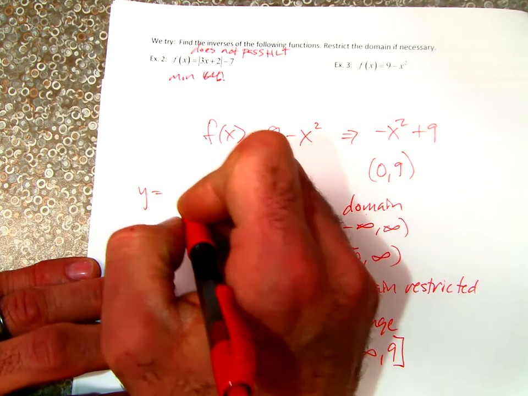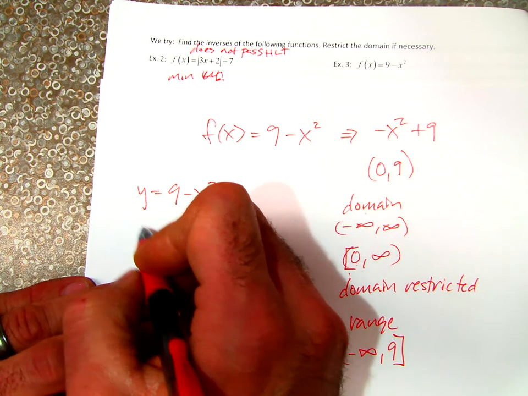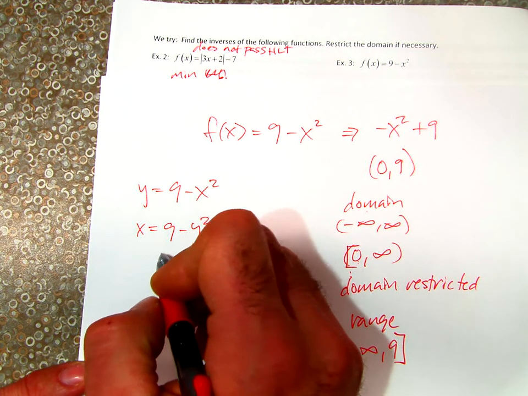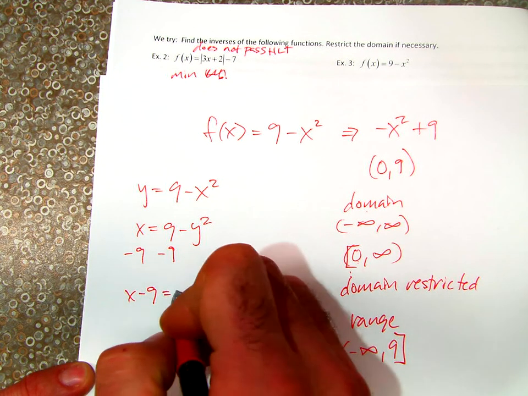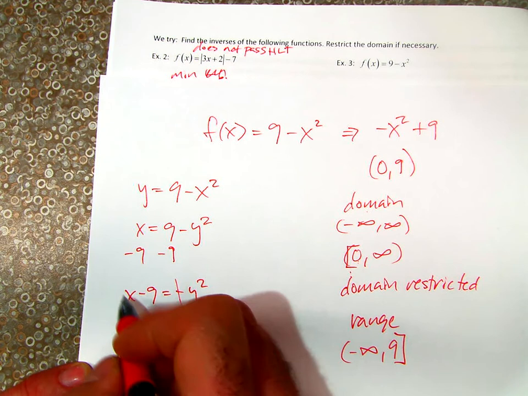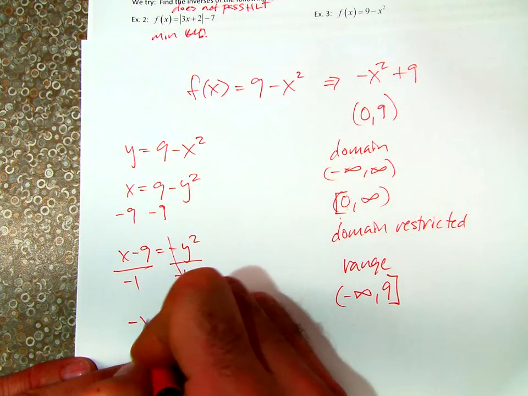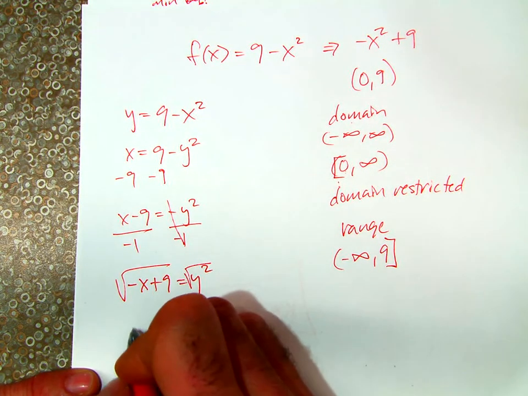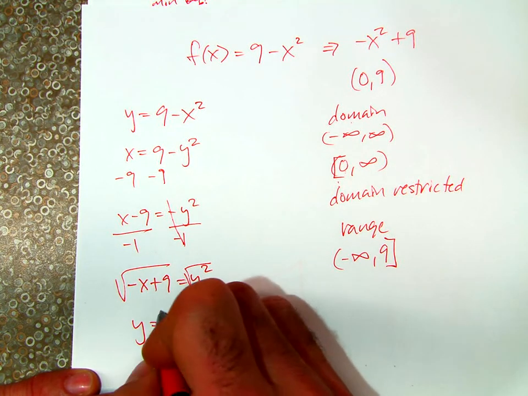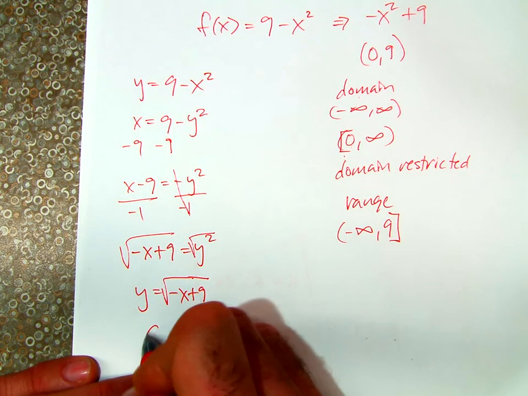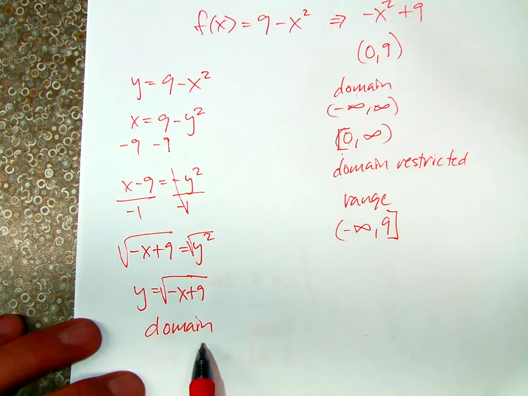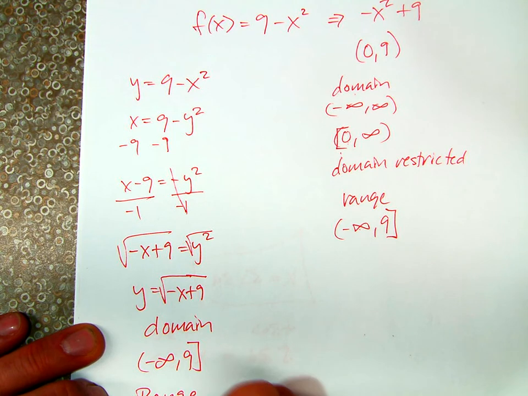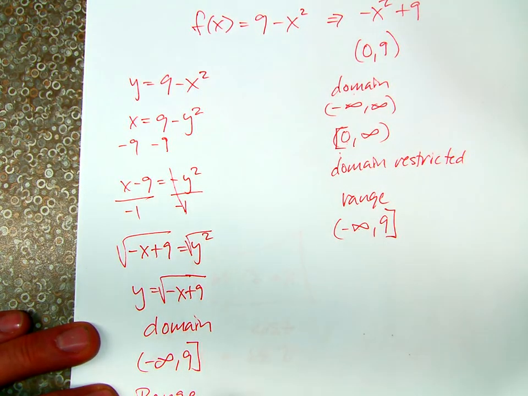Y equals 9 minus x squared. X equals 9 minus y squared. We need to solve for y. So I'm going to minus 9 over, x minus 9 equals negative y squared. And divide by negative 1 to cancel that. So then it would be negative x plus 9 equals y squared. Then I square root both sides. So y equals negative the square root of negative x plus 9. And the domain of the inverse is the range of the original function, negative infinity to 9. And the range of the inverse is the restricted domain, 0 to infinity.